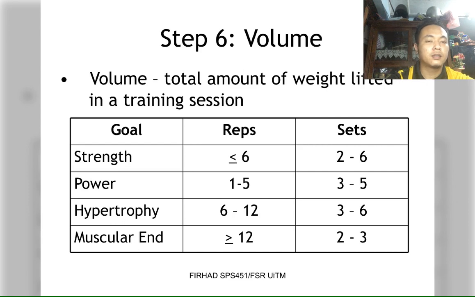Step 6 is volume. Volume is total amount of weight lifted in your training session. For strength, your rep is 6 and your set is 2 to 6. Power is 1 to 5 reps and your set is 3 to 5. Hypertrophy is 6 to 12 reps and your set should be 3 to 6. And the last one is muscular endurance. It should be more than 12 reps and your set should be 2 to 3 sets.